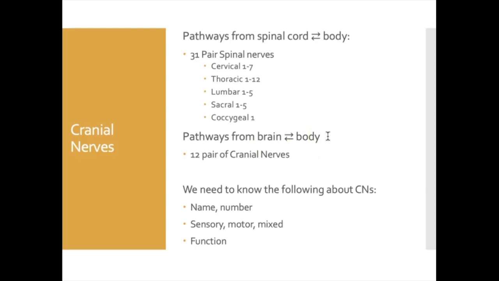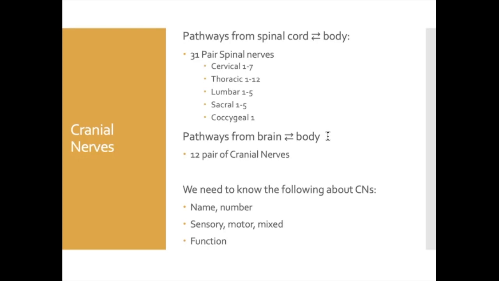Now, we don't see a ventral and a dorsal branch to our cranial nerves. Instead, some of our cranial nerves are purely sensory. Some of our cranial nerves are purely motor. But many of our cranial nerves have mixed function. So the same nerve can carry both sensory and motor fibers within it.